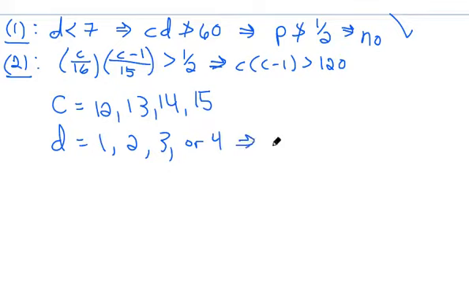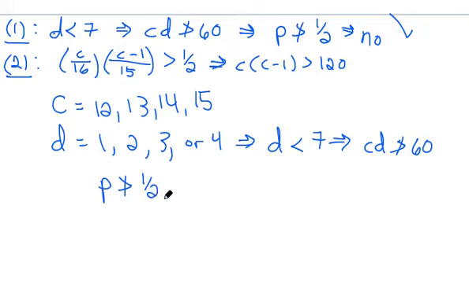Now, since D must then be less than 7, it follows that CD can't be greater than 60, by similar logic to statement 1. And if this is false, it can be determined that P is not going to be greater than 1/2. So again, the answer to the question would be no, but that still means that the statement alone is sufficient because we arrived at a definitive answer for all cases.